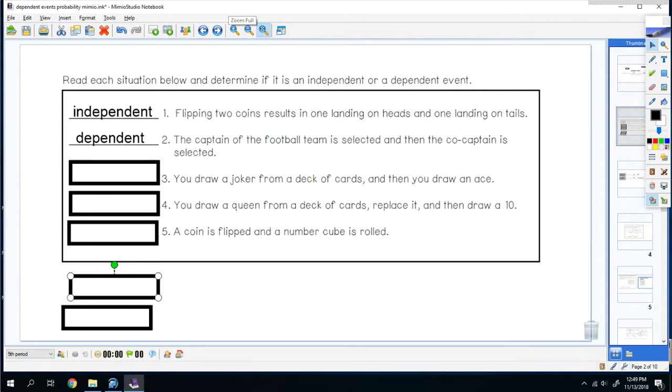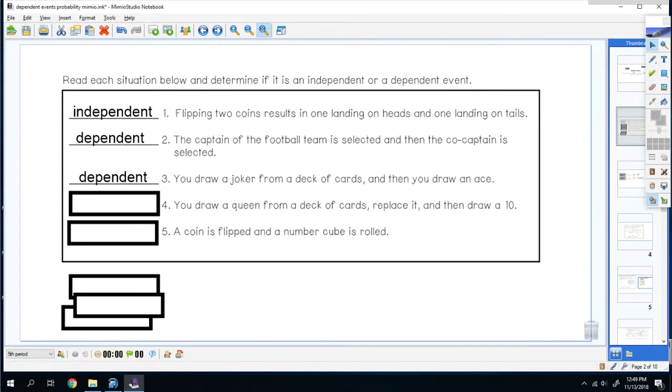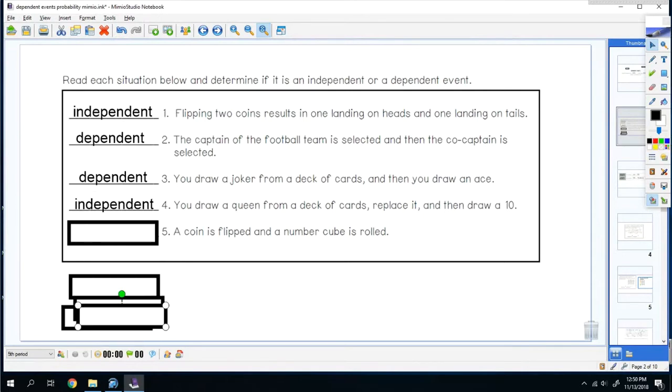3. You draw a joker from a deck of cards and then you draw an ace. That is dependent because the number of cards decreases after you drew the joker. 4. You draw a queen from the deck of cards, replace it, and then draw a 10. That's independent because you put the first card back. 5. A coin is flipped and a number cube is rolled. That's independent because the probability that you get on the coin cannot affect the probability that you get on a die.